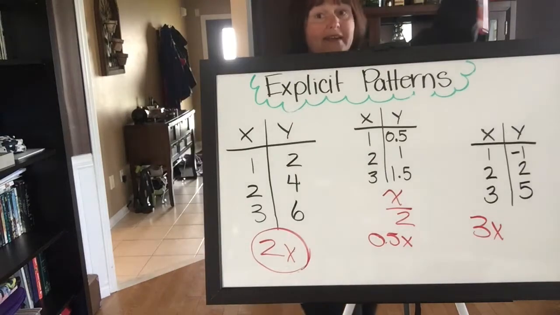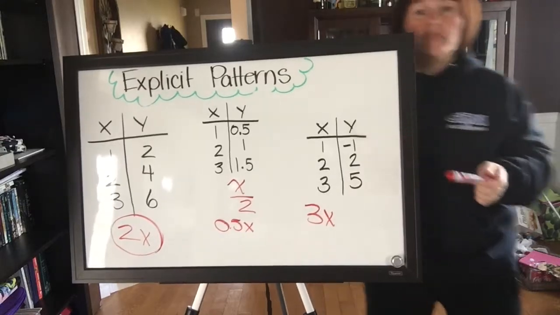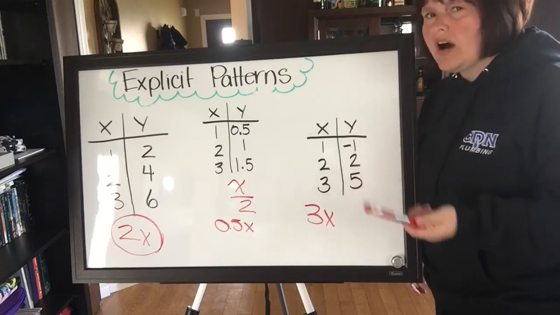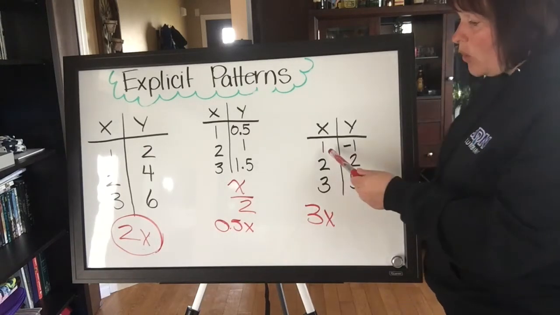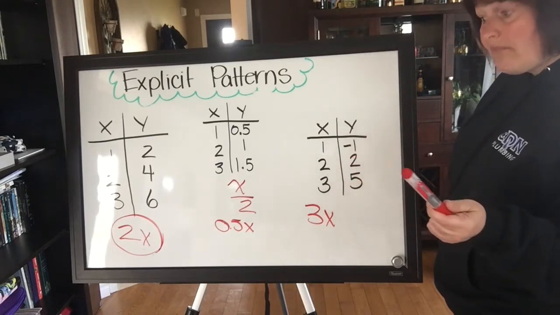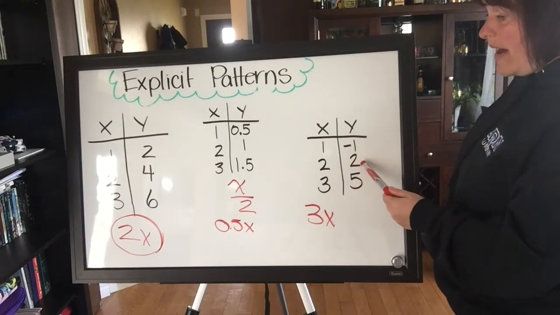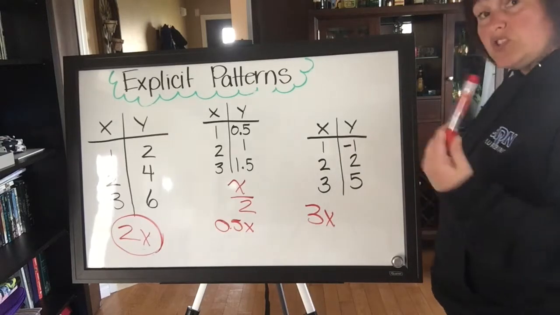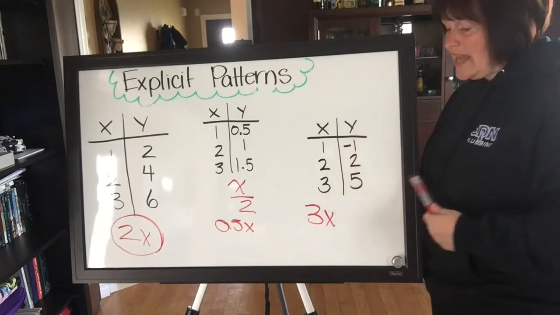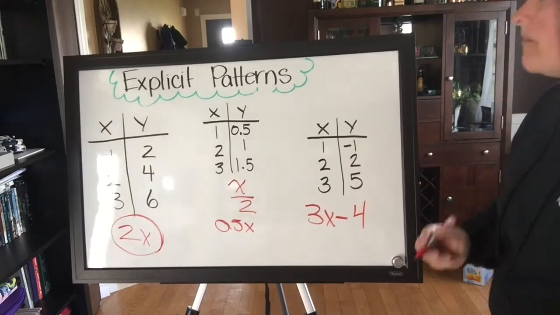So 1 times 3, I'm going to move this so that you can see. 1 times 3 is 3. Now what do I do to get back to -1? Obviously, I have to subtract something. So 1 times 3 is 3 minus what? 2 times 3 is 6 minus 4 gives me 2. So let's see if that works. 1 times 3 is 3 minus 4 gives me -1. So my answer is 3x minus 4.